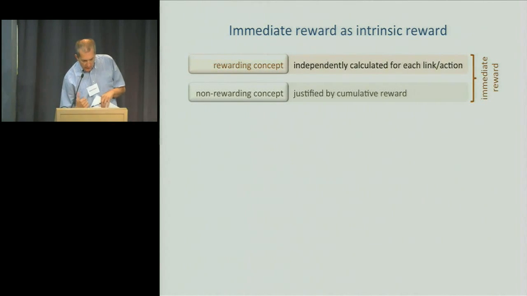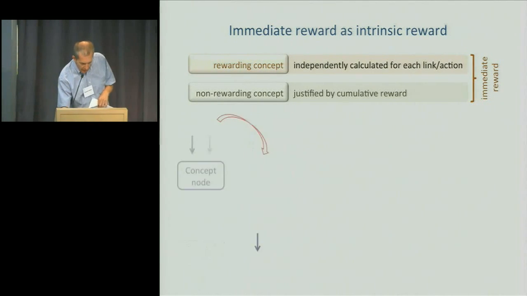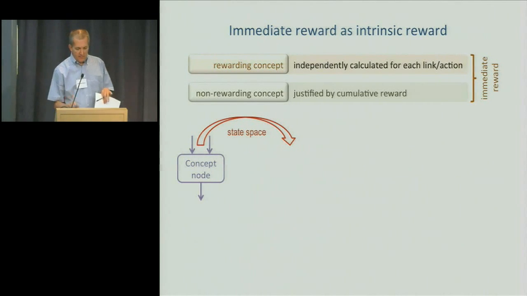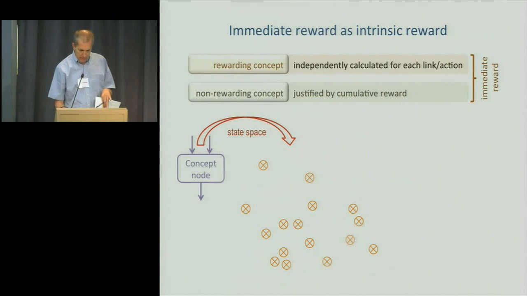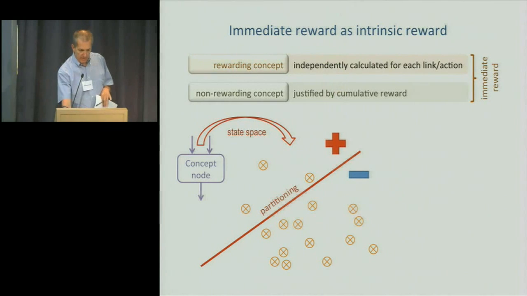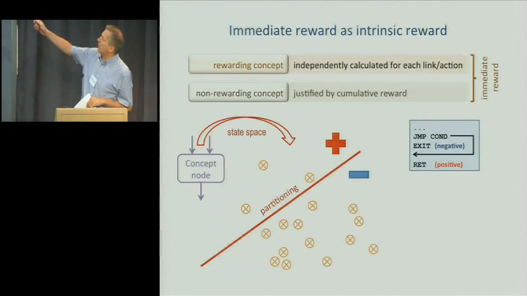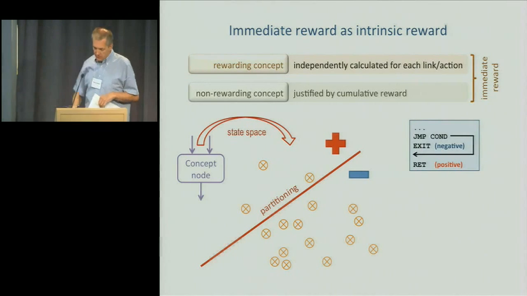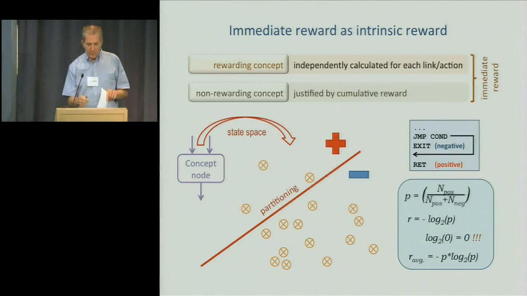But rewarding concepts are done in the following way. The input is like a state space, and this state space, you may think of this as a temporal spatial pattern, not only a spatial pattern. And we do a binary partitioning. In the program, there's a conditional jump, and there's either exit or ret instruction. The exit means negative example, and return means positive example, and from this we calculate probability and reward.